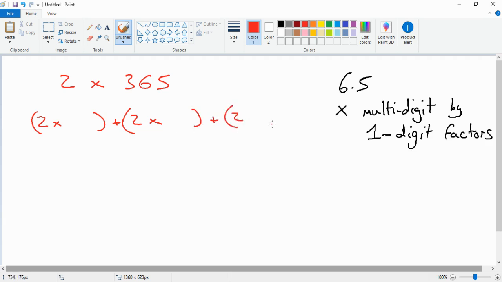where they've broken up the 365 into the hundreds, the tens, and the units. So we have 300, 6 tens, which is 60, 5 ones, and then we solve. Well, 2 times 3 is 6, so 2 times 300 is 600.